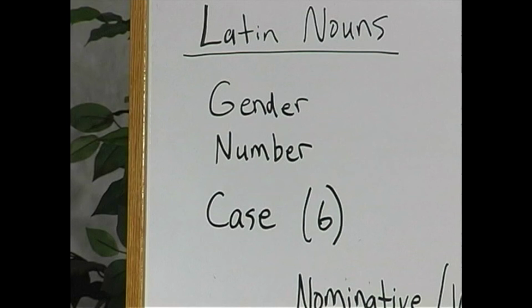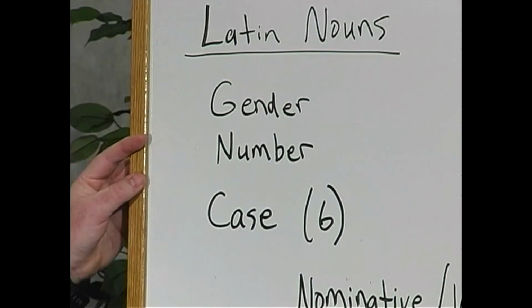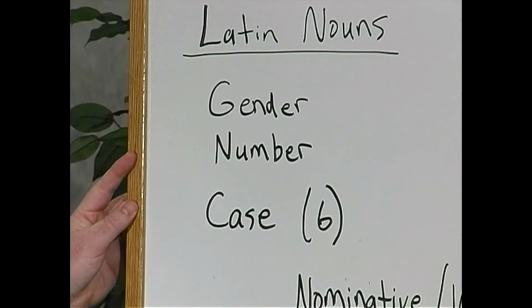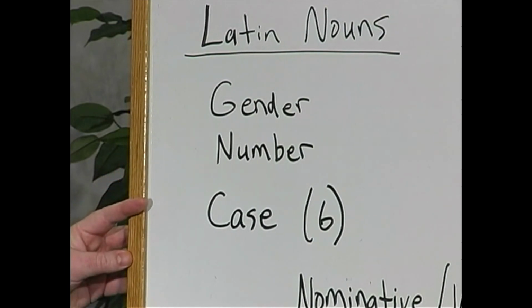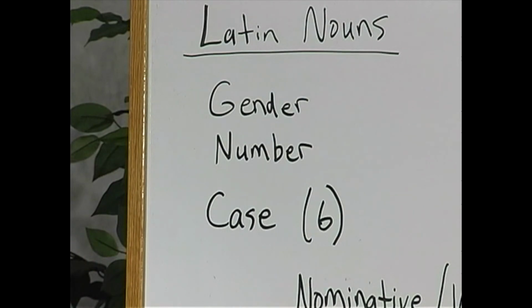Gender refers to whether a noun is masculine, feminine, or neuter. There are three genders in Latin: masculine, feminine, and neuter, just like modern German has three genders. Those are the three for Latin. Number refers to whether the noun is singular or plural. So there are two numbers in Latin, singular and plural. And case indicates the grammatical relationship of the noun to the rest of the words in the sentence.